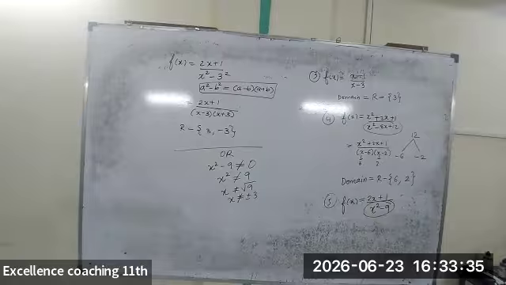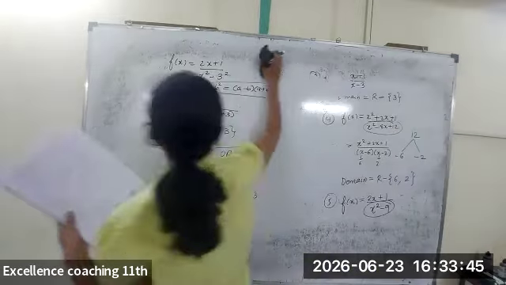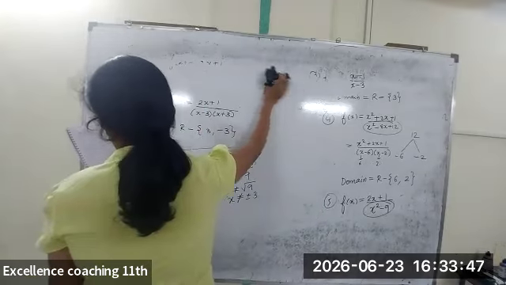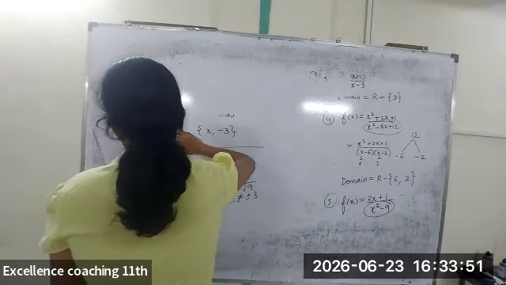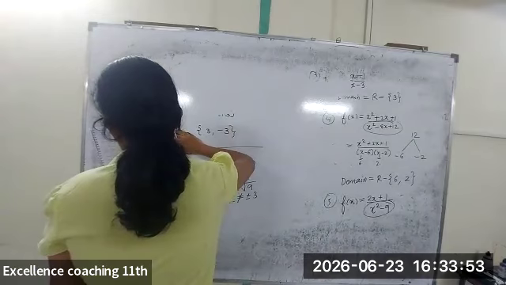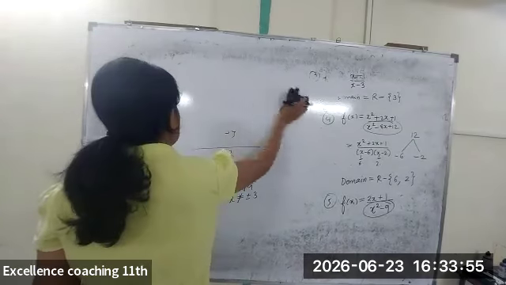We'll do the root once. I think that will be better because in the next class we can finish off the chapter. Now we'll find the next one, domain as well as range.